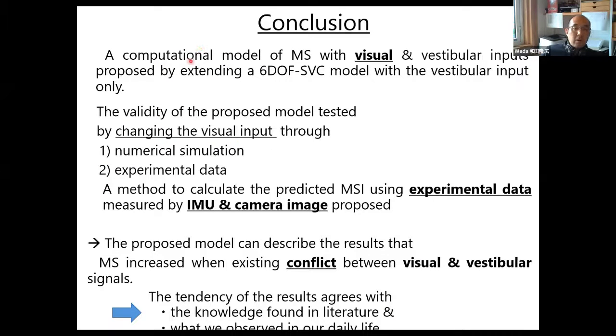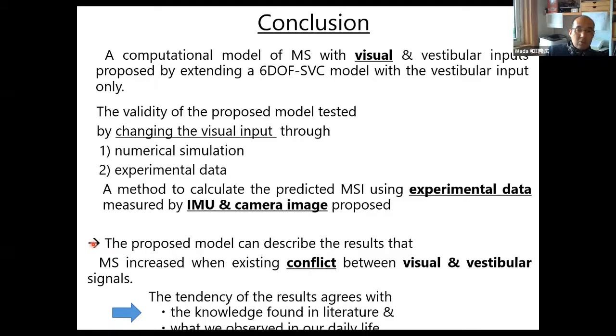Okay, conclusion. A computational model of motion sickness with visual and vestibular inputs was proposed by expanding our 6 degrees of freedom SVC model that can deal with only vestibular inputs. And the validity of the proposed model was tested by changing the visual input through the numerical simulations and experimental data. To allow us to use the measured data, a method to calculate the predicted MSI using the experimental data measured by IMU and camera image was proposed.